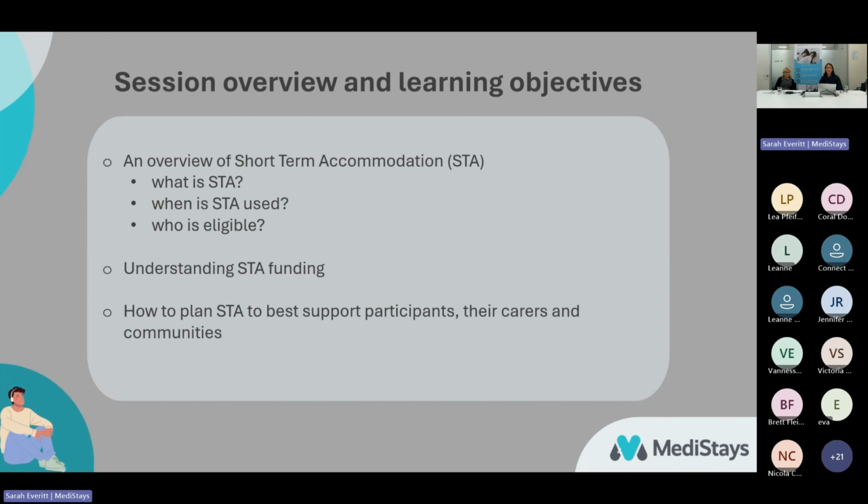So today the overview of the session will be STA. What is short-term accommodation? When is it used? And who is eligible? And then that last point there is specific to the new legislation. We'll also then drill down a little bit into understanding funding for short-term accommodation, and then we'll finish up with how you can use STA to best support participants that you might be caring of as informal carers. You may be a participant of the NDIS yourself, or you might be someone in the community or a support coordinator. So we'll give you some practical strategies for that as well.